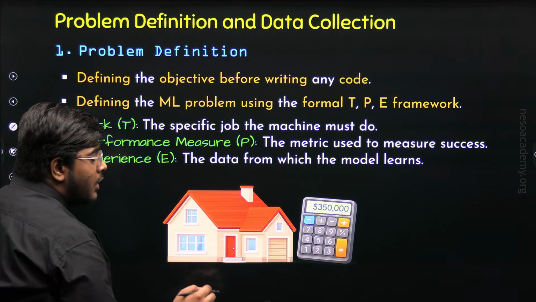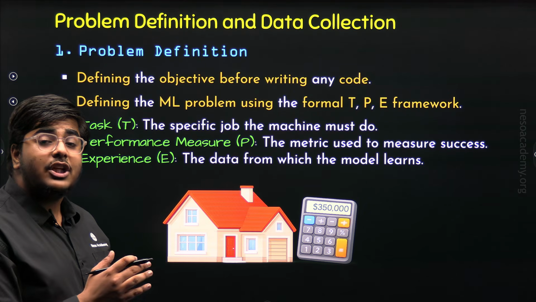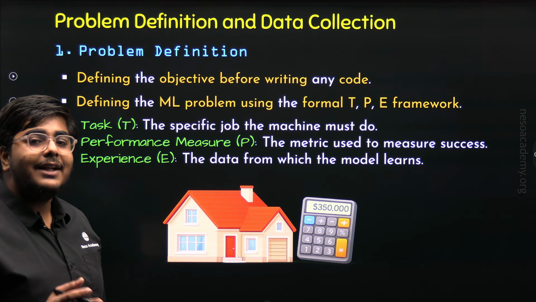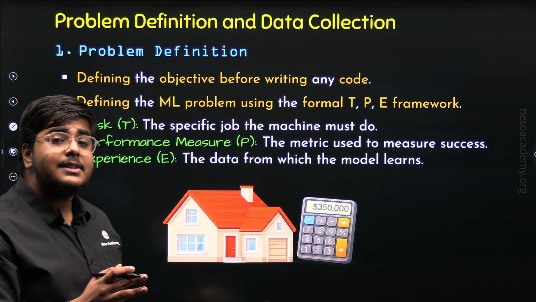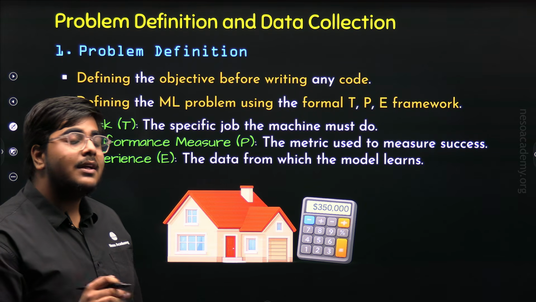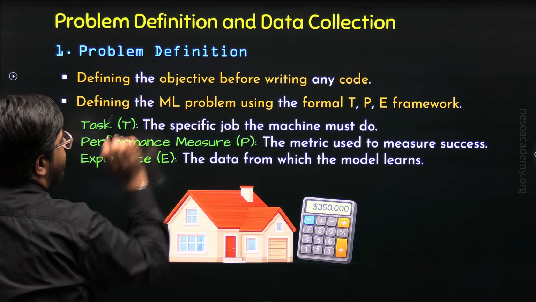And what is experience? Experience means the data from which the machine learning model learns the patterns, features, and relationship. So in this case, what is the experience or the data? The data will be the collection of several houses along with the labeled prices, so that the machine learning model can understand the relationships between the house features and the house prices. In this way, we have understood the first step, that is problem definition.